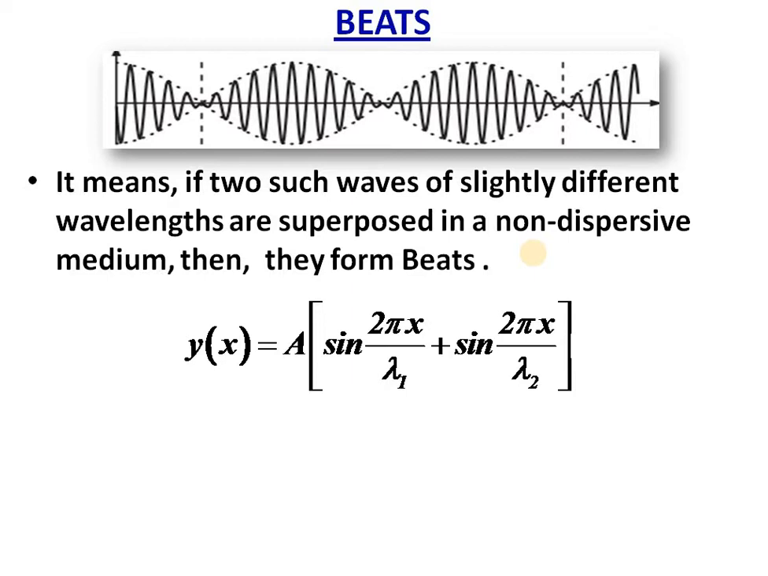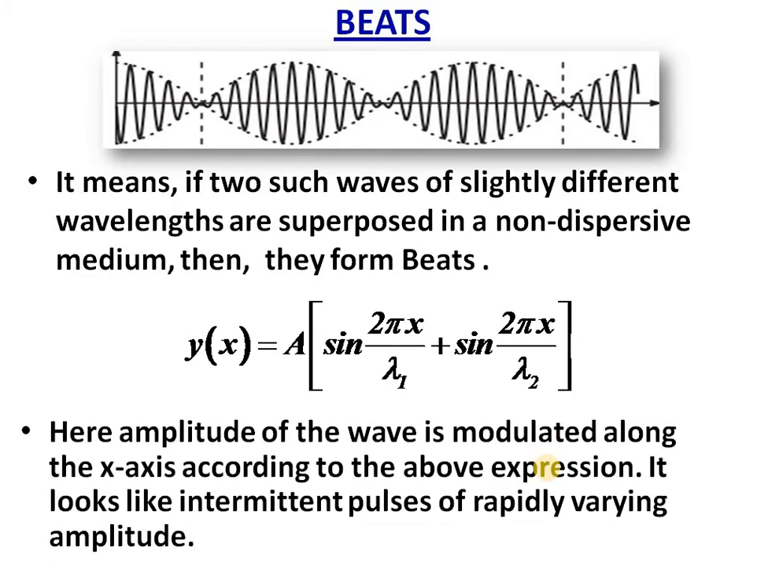We had a function like this, where x and y are related like this, and if you plot, you get a graph like this in which the amplitude of the wave is getting modulated continuously, modulated along the x direction. What is being modulated? Modulation means the amplitude of the wave is continuously being changed, varied. Okay, this is happening here.